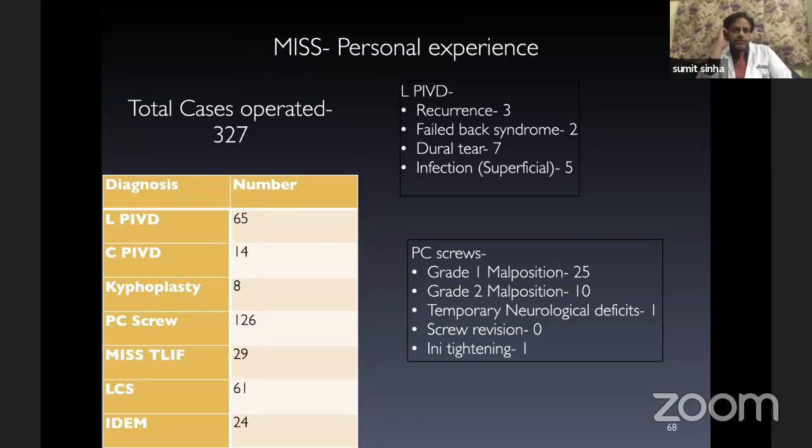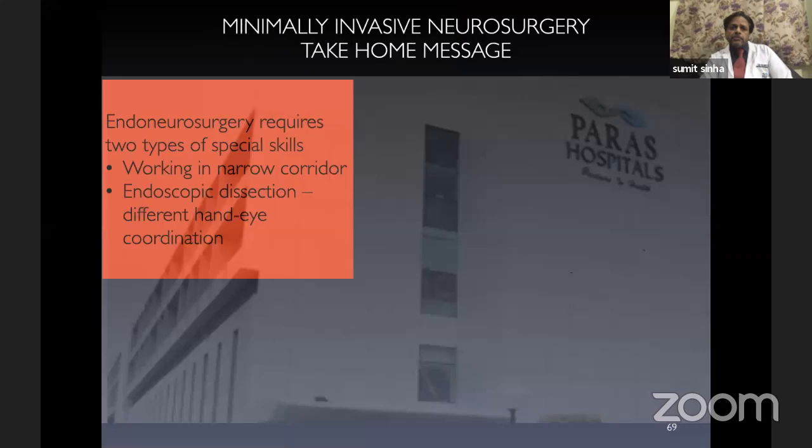So this is my personal experience. This is 327 minimally invasive spine surgery cases, all sorts of cases, lumbar disc, cervical disc, kyphoplasty, where minimally invasive spine surgery can be used. They are used now. So the take-home message is that endoneurosurgery and endospine surgery require two types of skills. It's a spatial skill set which is developed by repeated practicing, and especially by taking part in cadaver programs and teaching programs, because it requires working in a narrow corridor. It requires endoscopic dissection also, which is a different hand-eye coordination technique.